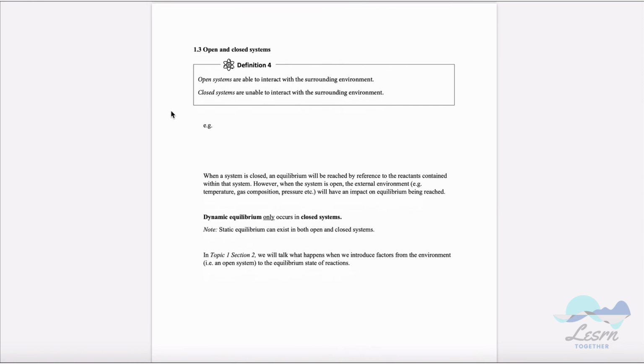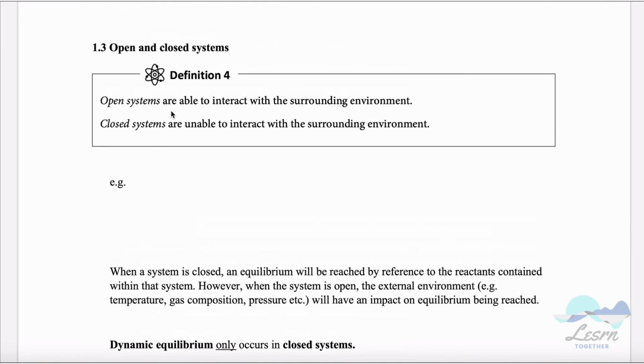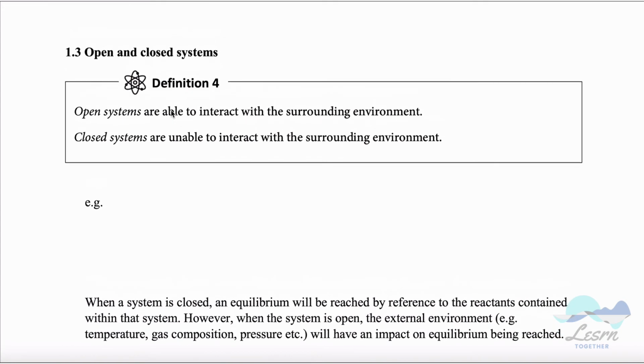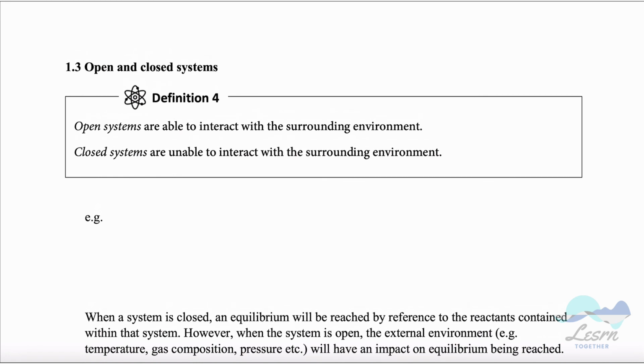Then the next concept is to look at the difference between an open and a closed system. The names can be quite self-explanatory. With an open system, you're able to interact with the surrounding environment, and with a closed system, you're not able to interact. The analogy I like to use is to think of it as a saucepan, like so, hopefully.